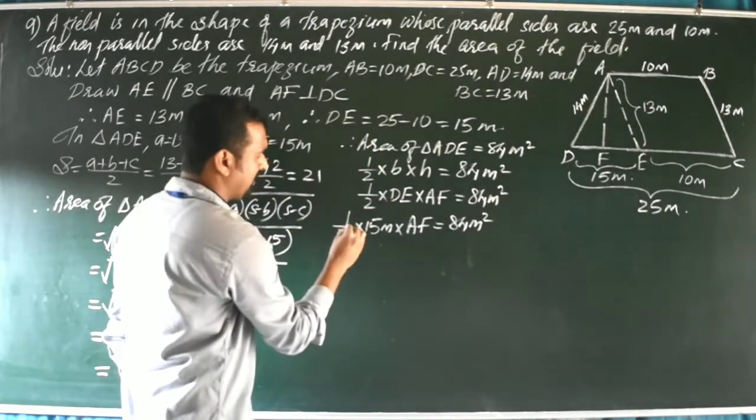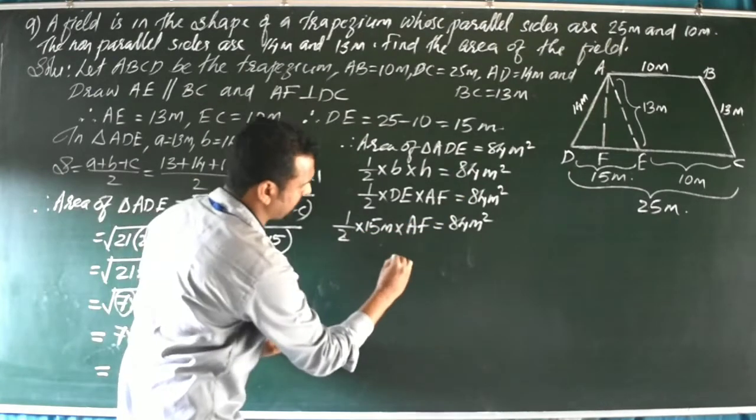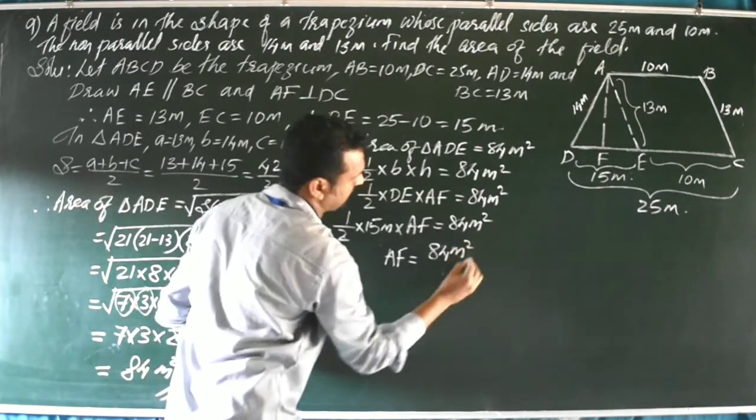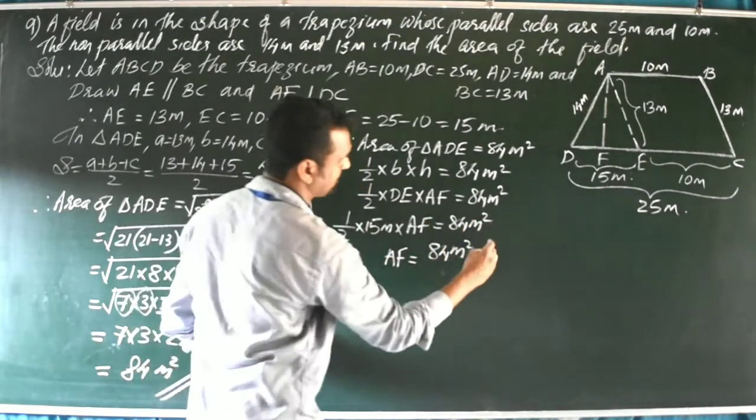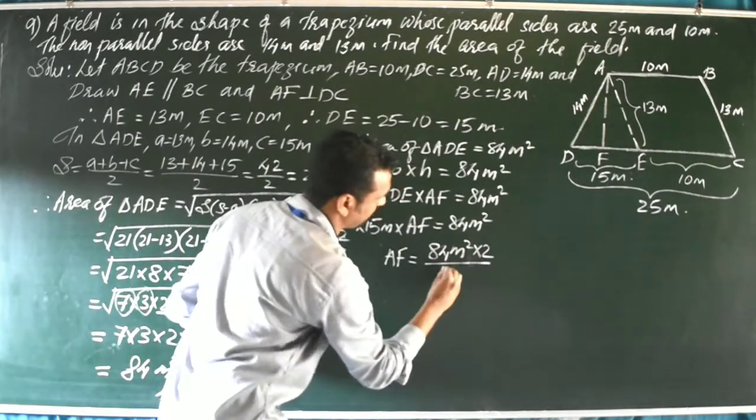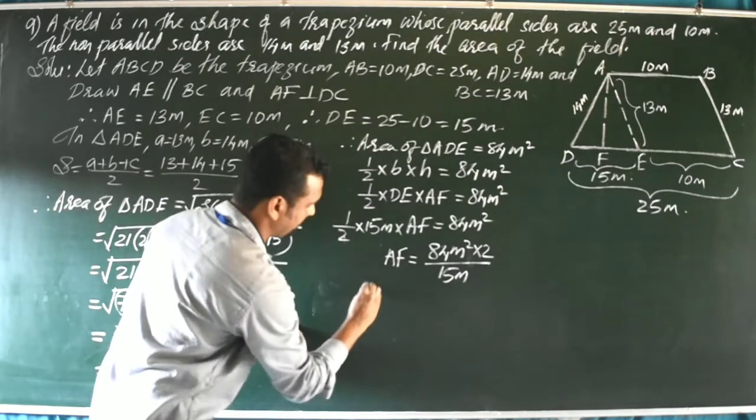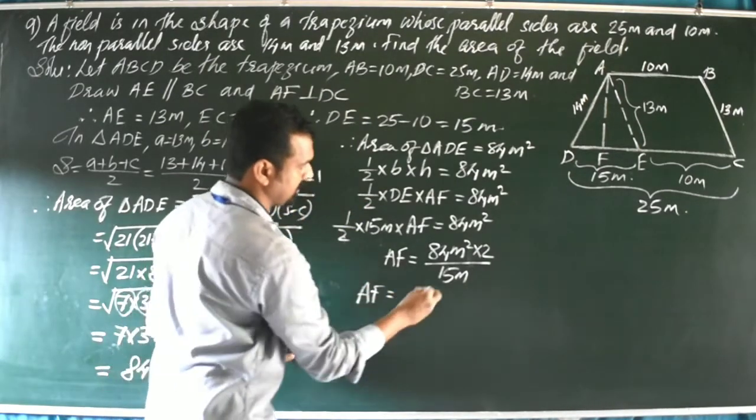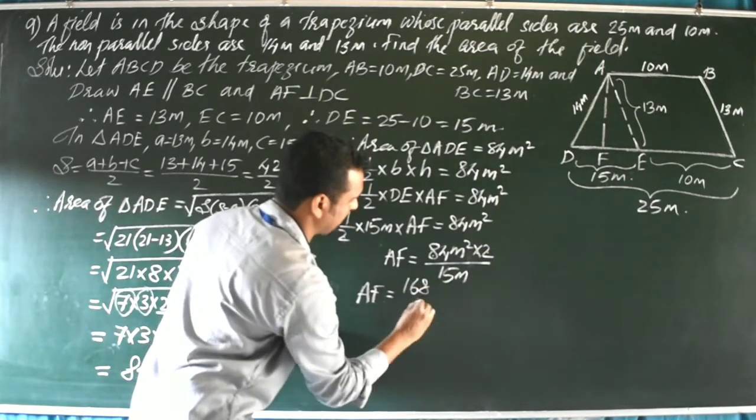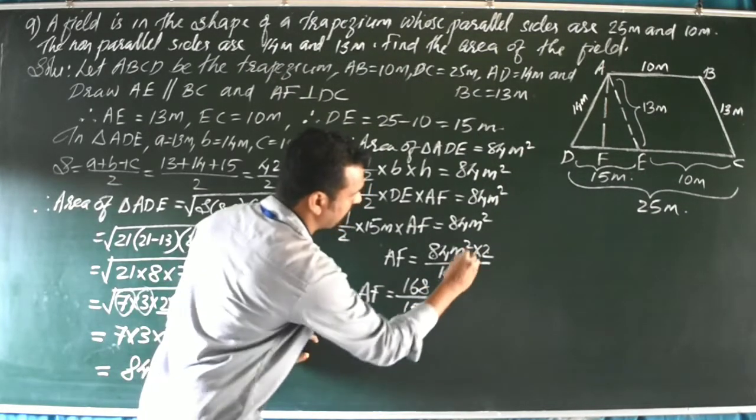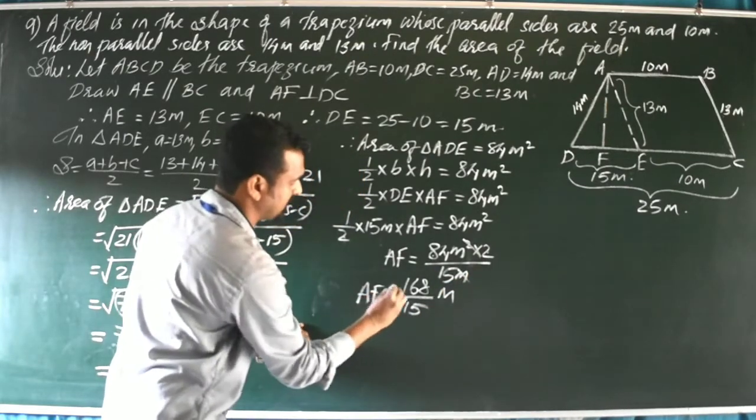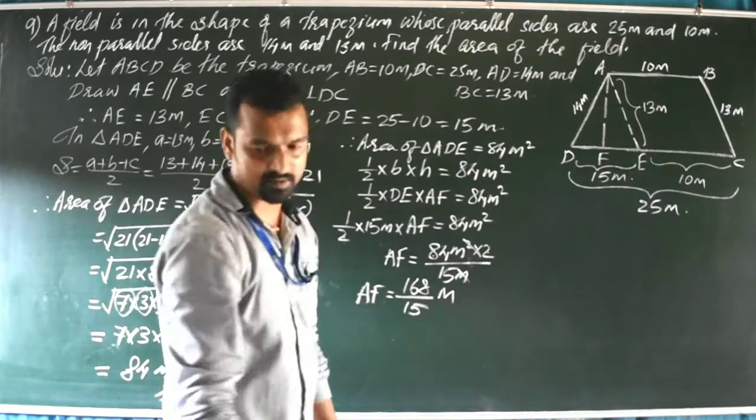Now 1 by 2 into 15 meter transpose into right side, we will get AF. AF is equal to 84 meters square is there right hand side, divided by 2 transpose into right side, it will become into 2 into 15 meter transpose into right side divided by 15 meter. Therefore AF is equal to 84 into 2, 4 2s are 8, 8 2s are 16, 168 divided by 15 meter square, meter, 1 meter we can cancel, it will become meter. AF is equal to 168 divided by 15, that we have to divide.